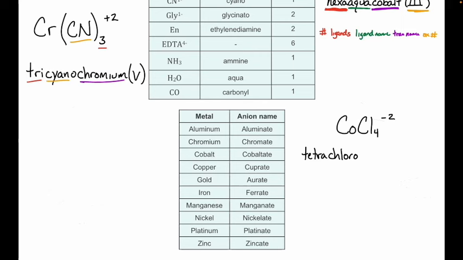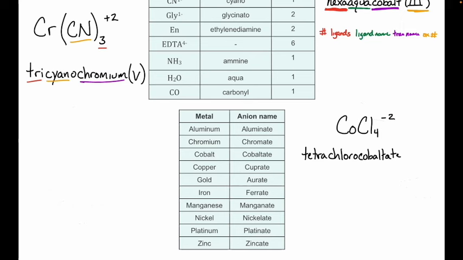Okay? The difference is now going to come in how I refer to my metal ion. Because my complex is negatively charged, I'm going to have to use the anion name for that metal. Okay, previously we were just calling it cobalt or chromium or iron or nickel, right? Those are what we do for positively charged complexes. For negatively charged complexes, we have to refer to this as the cobaltate ion. So tetrachlorocobaltate. Okay, and then we're still gonna need to put our oxidation number in there.